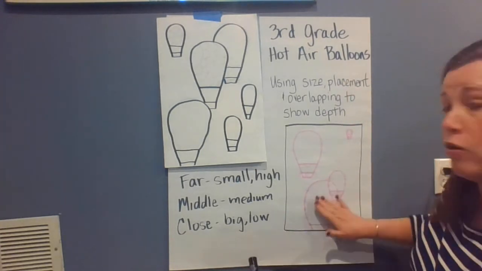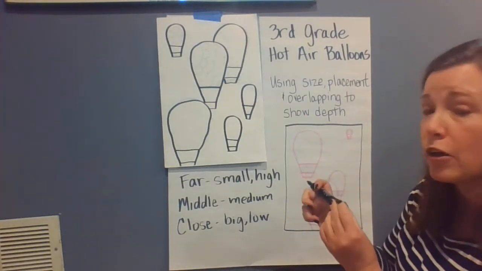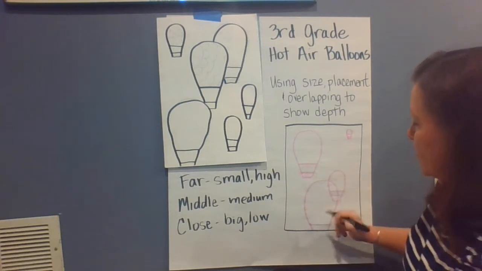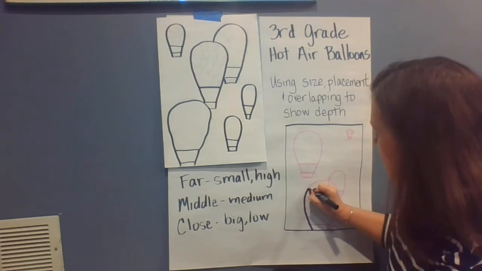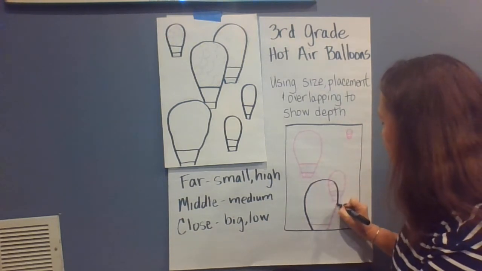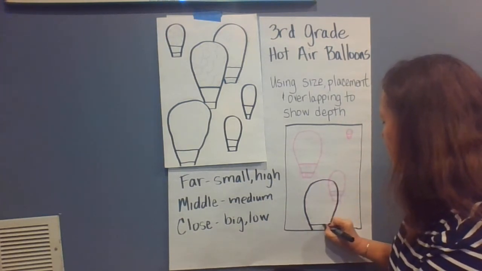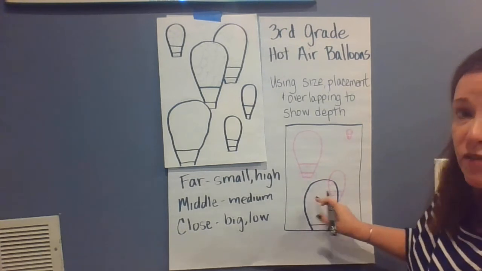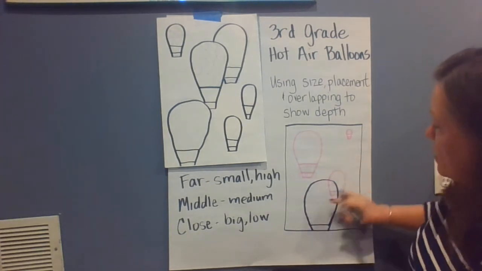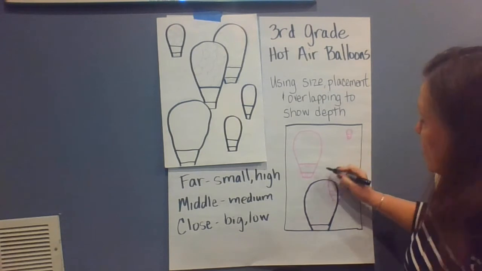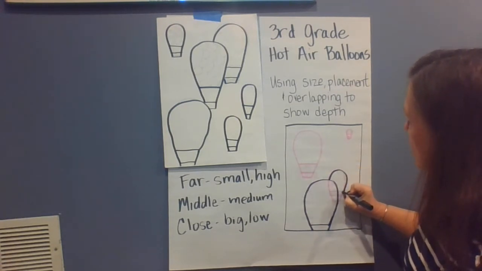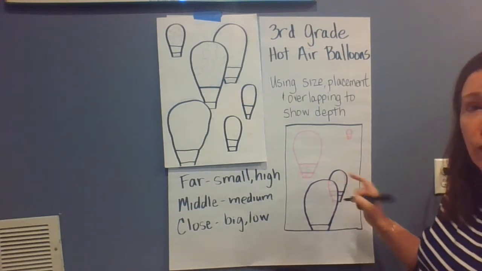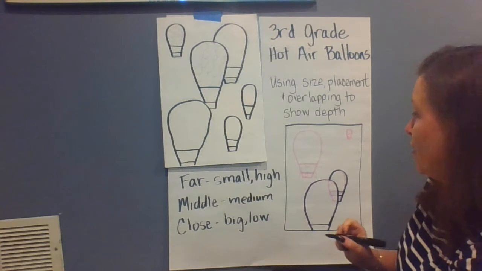So that's the one. Where there is overlapping here, we aren't going to see all of this balloon. We're going to use this part of the balloon. This is the first balloon that we saw, but this one is covering this one. There's overlapping to show depth, so we can see which one is in front and which one is in back. So I'm only going to see the part of my balloon that is in the back.